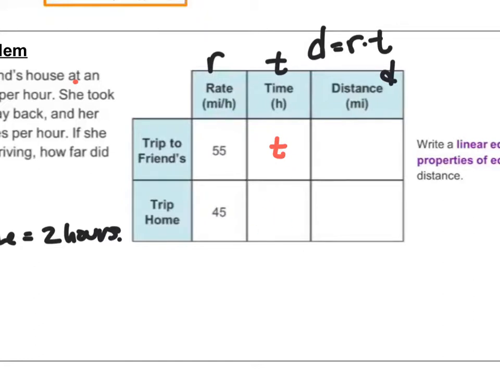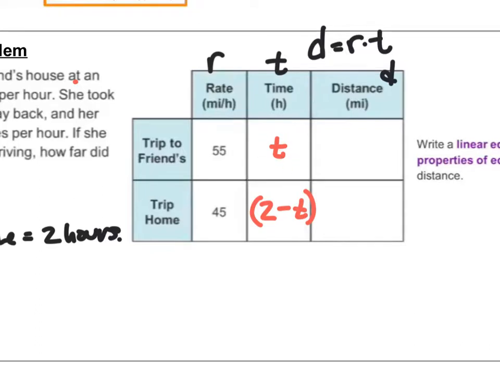If I knew how long it took to go to the friend's house, to come home, I'm going to call this the quantity 2 minus t. Here's why: if I take the time it takes to go to the friend's house and the time home, it should give me 2 hours. So if I take 2 hours and subtract off the time it took to go to the friend's house, that gives me the amount of time it would take to go home. These are interchangeable; it doesn't really matter which one you choose, as long as one of them is t and one of them is 2 minus t.